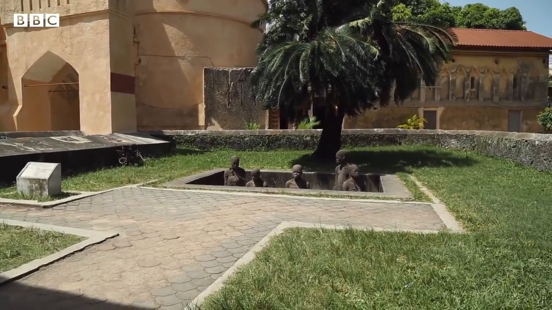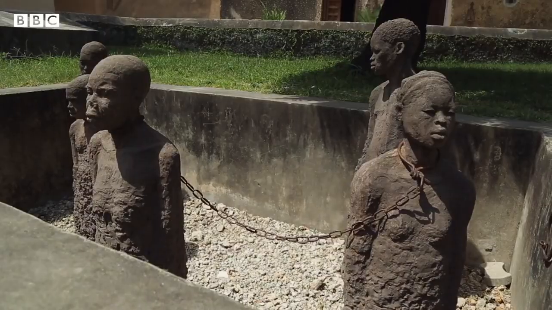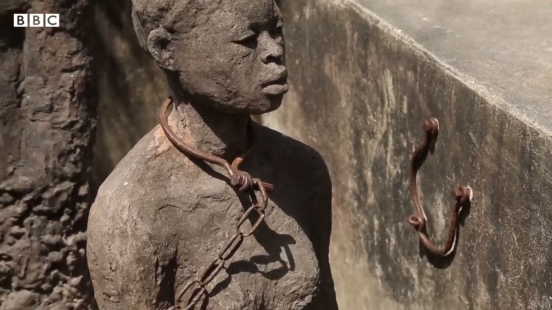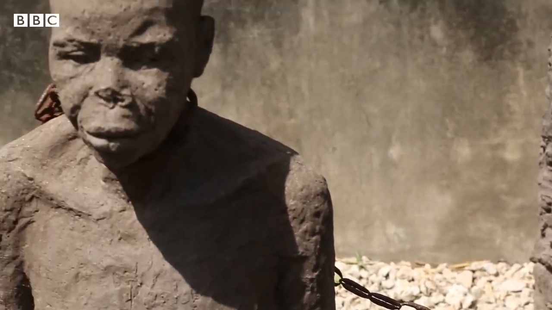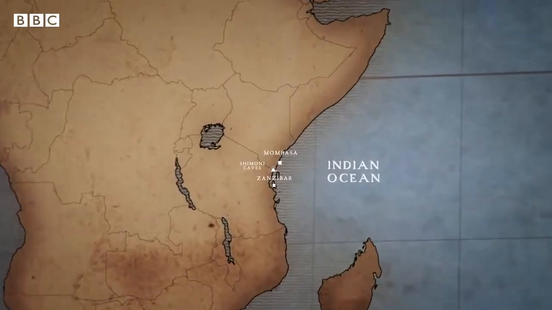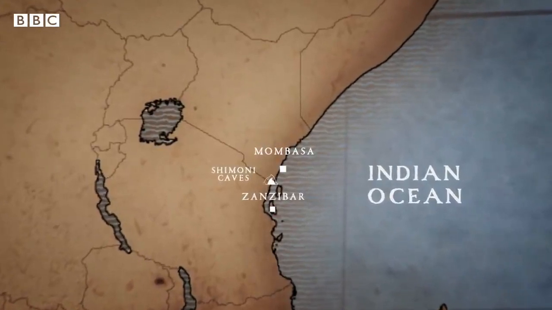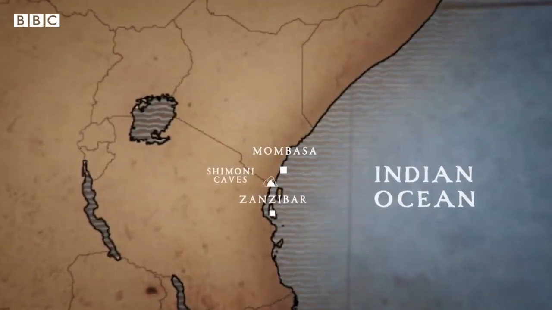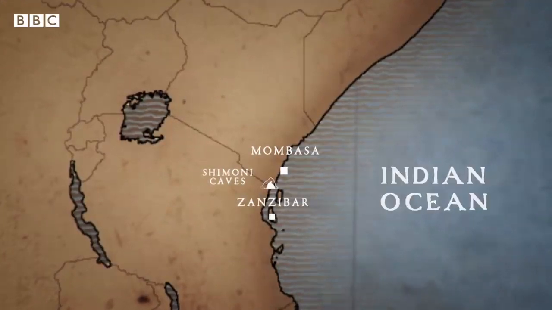This is the site of the infamous slave market of Zanzibar. At the height of the Arab slave trade in the 19th century, thousands of Africans were sold from here into a life of servitude on the plantations in Zanzibar or were sent back to Oman. As slaves were transported down the coast, they were held at various points en route to Zanzibar. About 175 kilometers north of Zanzibar is the fishing village of Shimoni in modern-day Kenya.